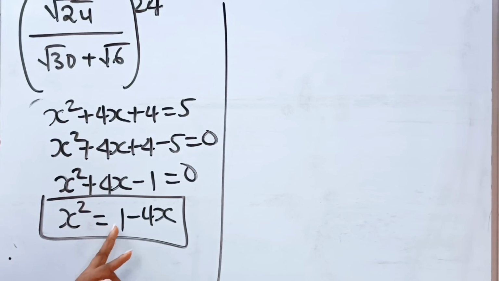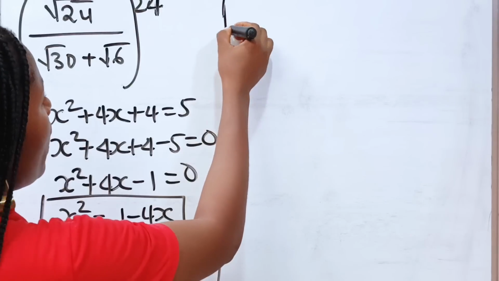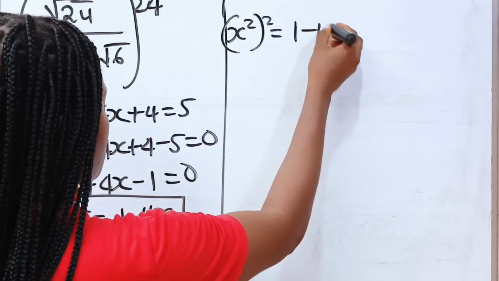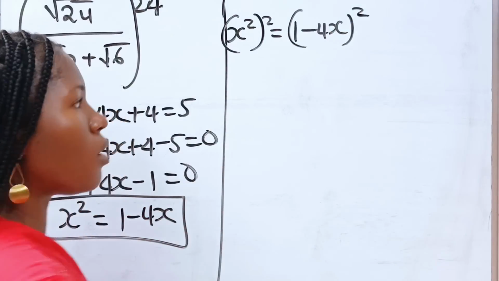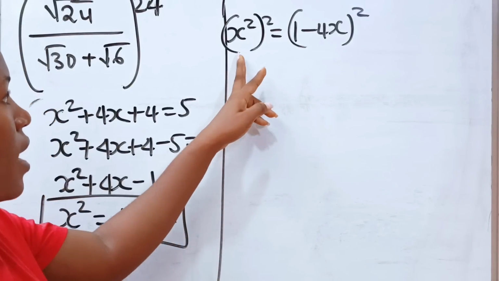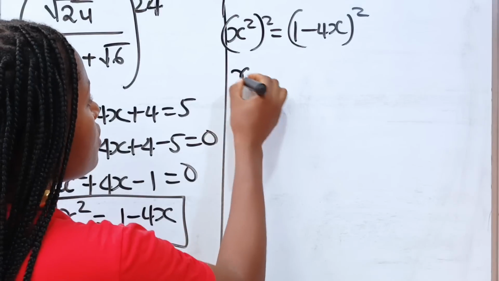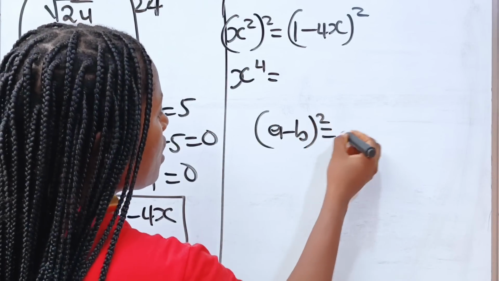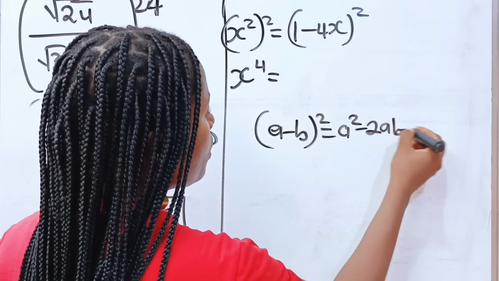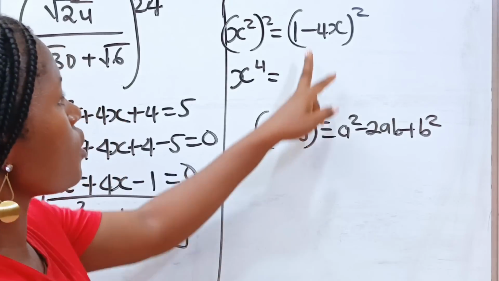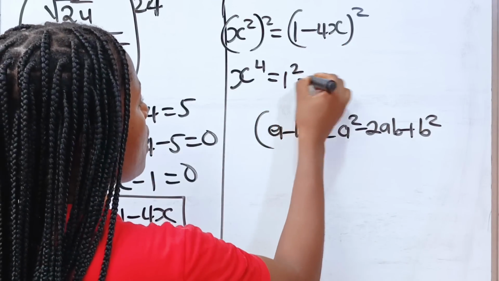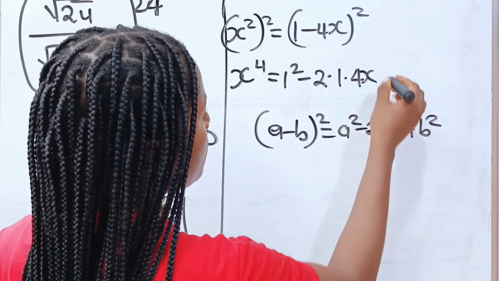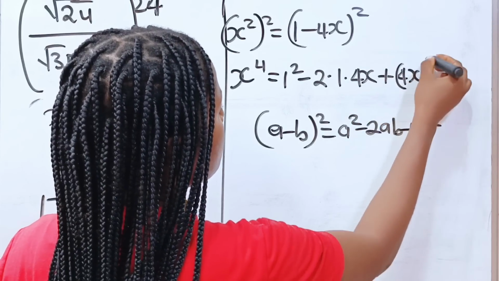We have gotten x² to be equal to 1 − 4x. Now, let us square. So, we are going to square x², okay? Is equal to (1 − 4x)². Okay? Remember why we are doing that. Now, x to the power of 2 to the power of 2 is x^4. Is equal to, now, (a − b)² is equal to a² − 2ab + b². Okay, so this is going to be 1² minus 2ab, 2 multiplied by 1 multiplied by 4x, right, plus b², which is (4x)².